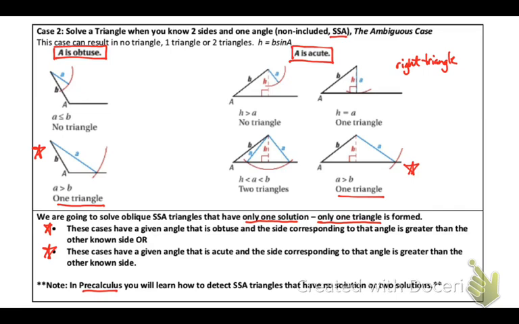So looking down below, we are going to solve oblique side-side angle triangles that have only one solution this year. Those are the only examples that you're going to be given. These cases have a given angle that's obtuse, and the side corresponding to that angle is greater than the other known side. Or if the given angle is acute, then the side corresponding to that angle is greater than the other known side. Just to note that in pre-calculus next year, you will learn how to detect side-side angle triangles that have either no solution or two solutions, two possible triangles that could be formed.